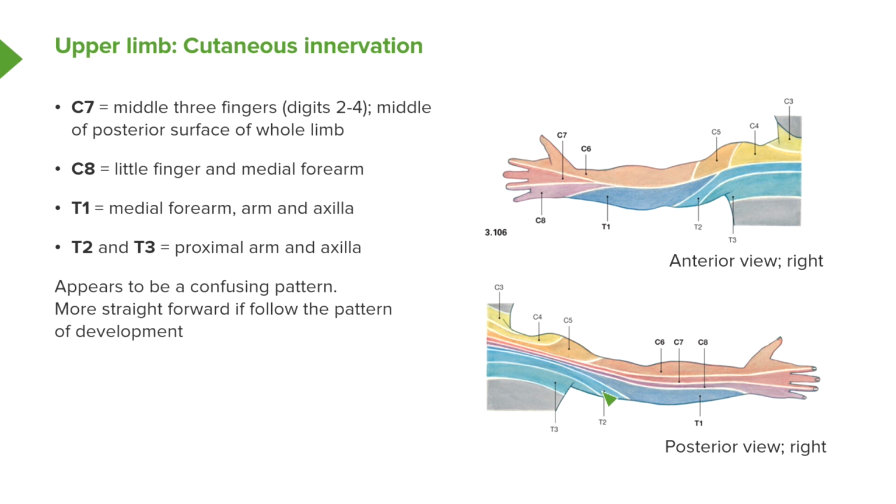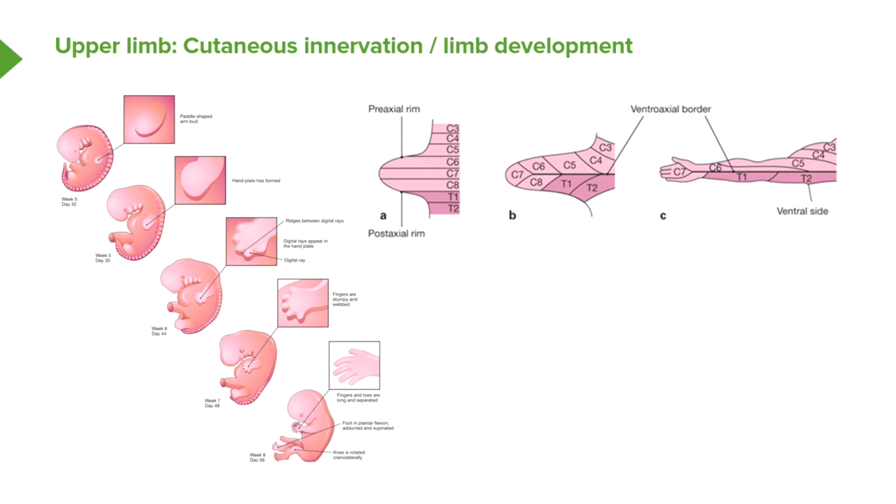Now this may seem a random arrangement. It may appear confusing, but it actually follows quite a logical pattern if you hold the arm in this orientation: C3, 4, 5, 6, 7, C8, and then we move on to the thoracic spinal cord segments, T1, T2, T3, and then running down the chest would be 4, 5, 6, 7, 8, etc. And this is all due to a developmental process. If we look at the development of the upper limb, I'm not going to go into this in much detail, but we can see the developing embryo on this side of the slide.